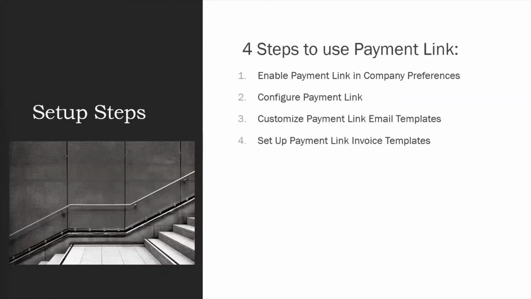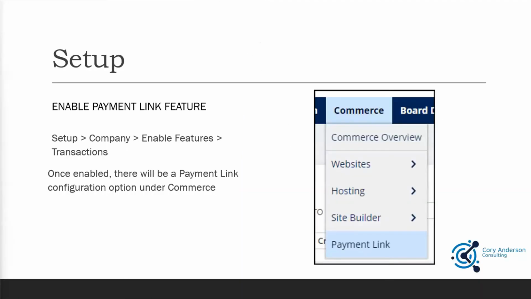Okay, so we're going to talk about four steps that are required to use the payment link, or the setup steps, I should say. First of all, enable the payment link in company preferences. You then have to configure the payment link. Then you customize the payment link email templates, which you don't absolutely have to do, but you probably would want to. And then you set up the payment link invoice templates. I'll go through each of these setup steps here real quick.